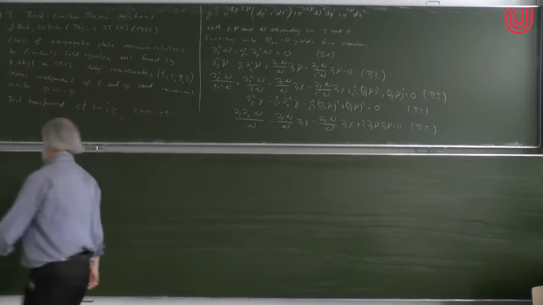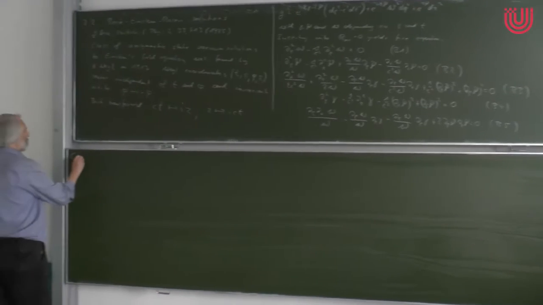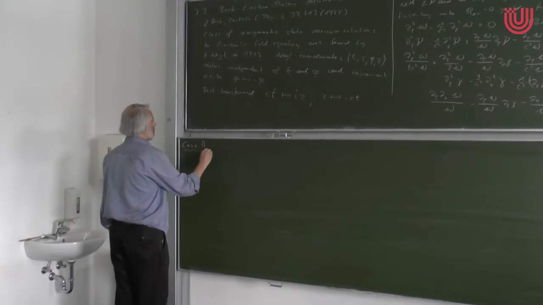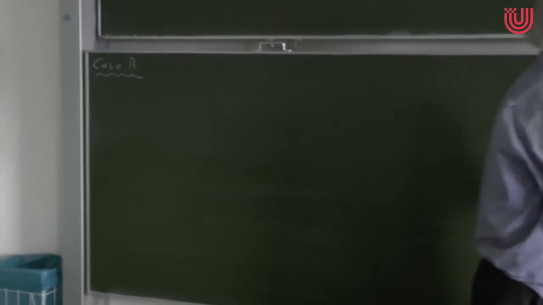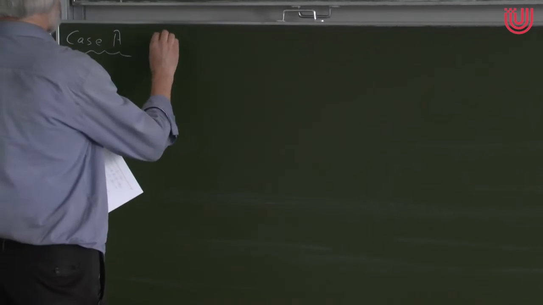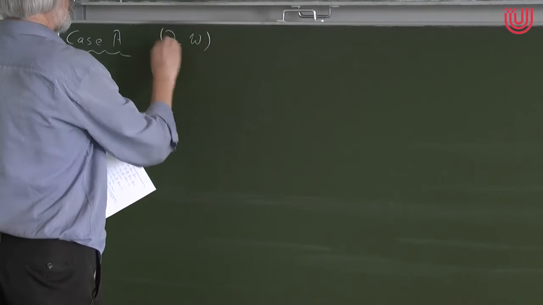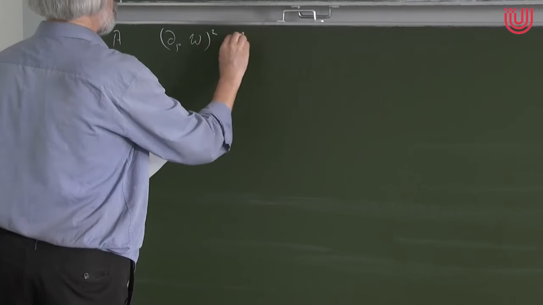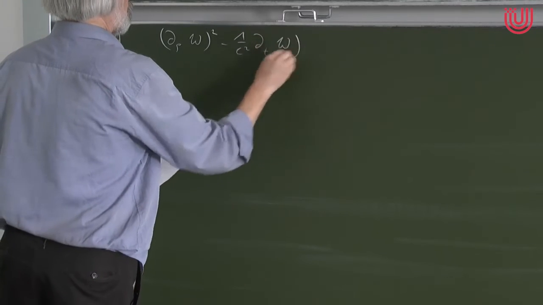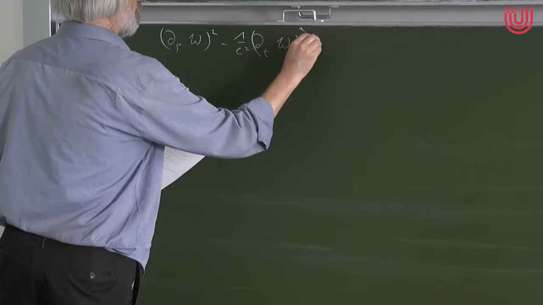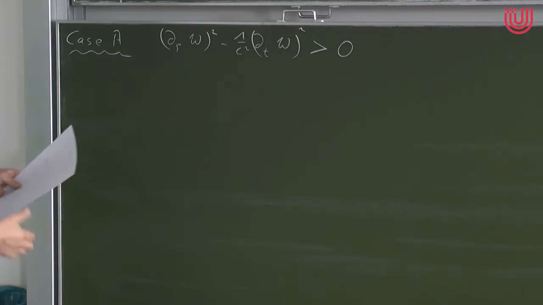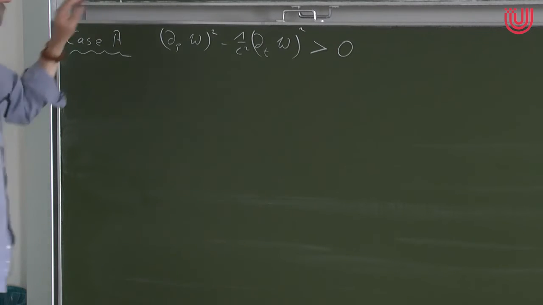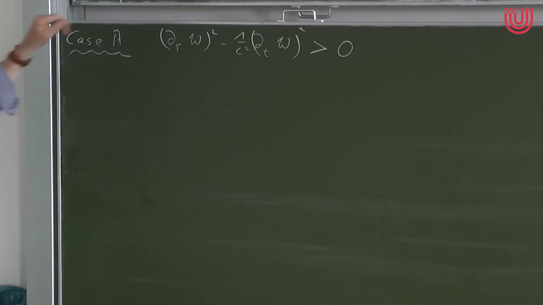Let's see. So let's assume that the gradient of W is, let me see, space-like, yes. So this is (∂_ρ W)² − (1/c²)(∂_t W)² is bigger than 0. Of course, this need not be the case. It's a particular case, and we consider this case first.